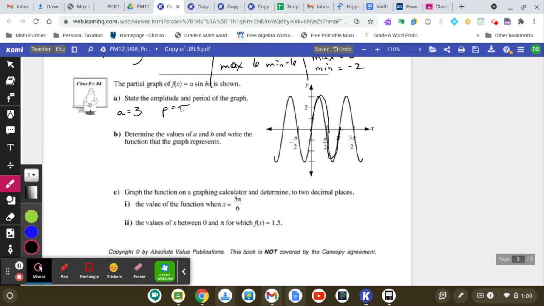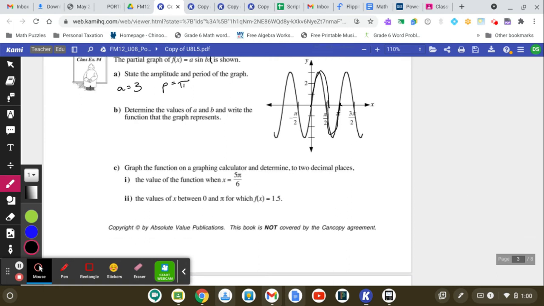So how far did it go from beginning to there? And it's pi. Okay, so what would the values of A and B be? We're supposed to determine those and write the function. So ready? Write down sine of x, leaving yourself a little space. So I have y equals something sine of something x. What goes in the first slot? 3, the amplitude, right. Okay.